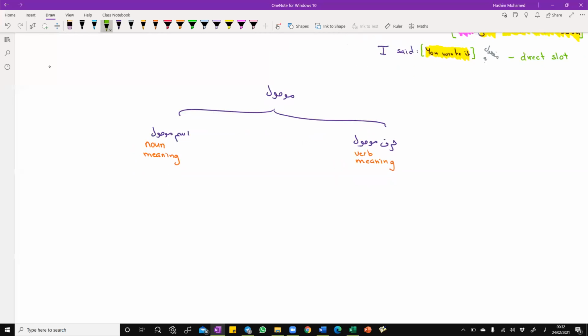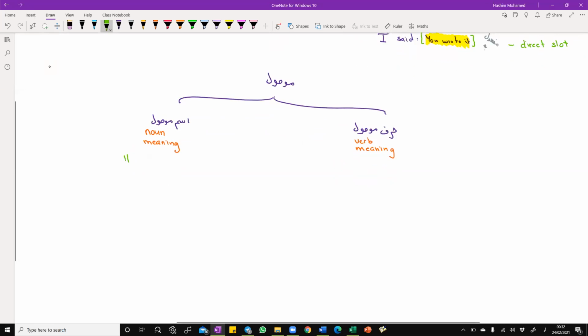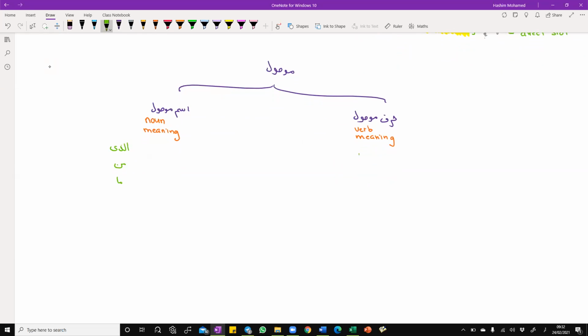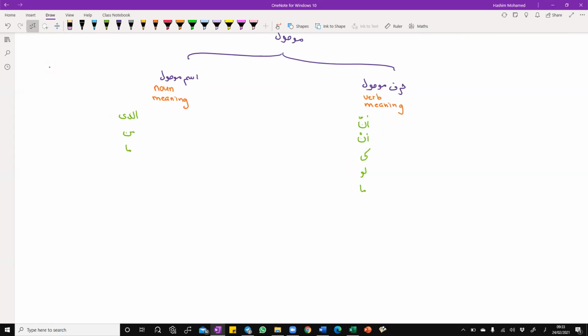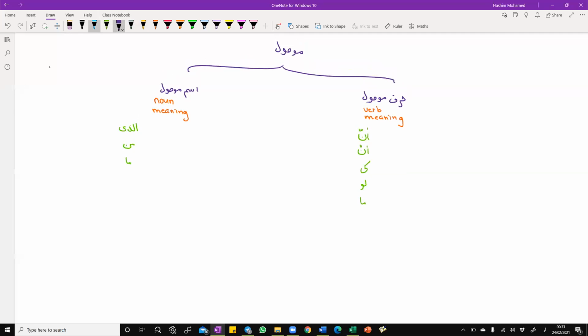Now, what's the ism mawsool? This is alladhi and its brothers and sisters, alladhi, alladhani, all of those. There is man, and there is ma. The harf mawsool, we have an. Let's do anna first. Anna. An. Kai. Low. And we have. So now let's get a few examples here. Let's do one sentence in the middle, and let's extract meanings from it. So let's say, for example, we have the example.